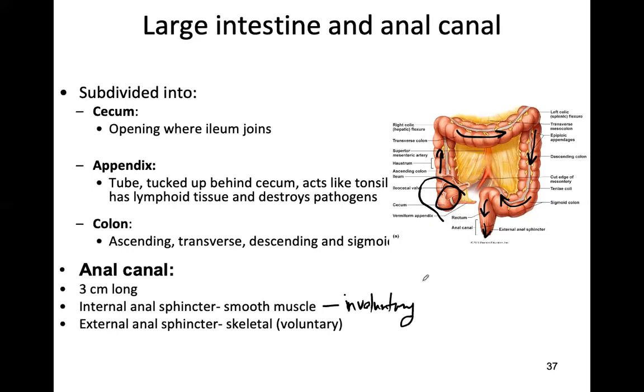Now, at the beginning of the cecum, you have this finger-like extension, or a little worm. That's the vermiform appendix. Simply, people call it an appendix. It is part of the lymphatic tissue found within the digestive system, responsible for destroying pathogens that may be introduced into the digestive tract.